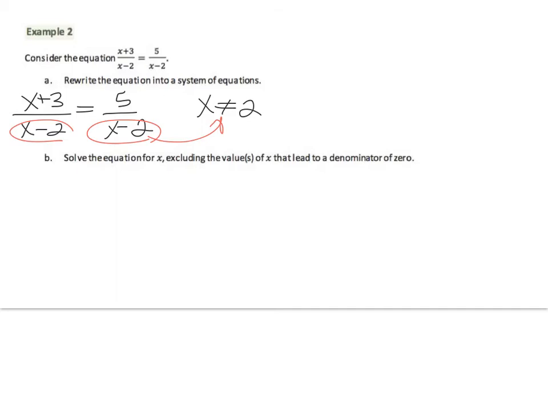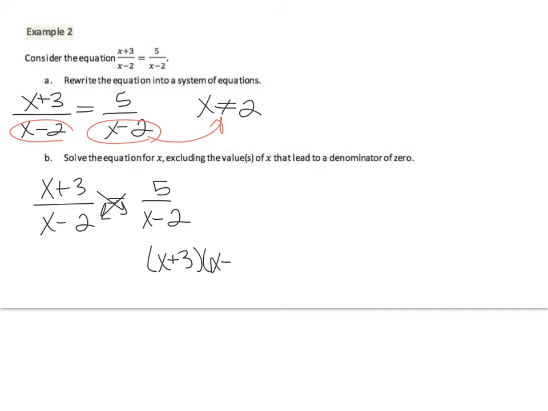Now I'm going to solve the equation for x, and again, here I've got 2 expressions equal to each other without any terms adding and subtracting between them. So I'm just going to cross multiply. x plus 3, x minus 2 equals 5 times x minus 2.